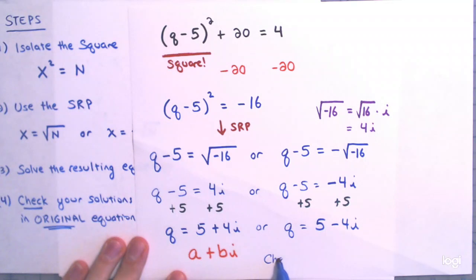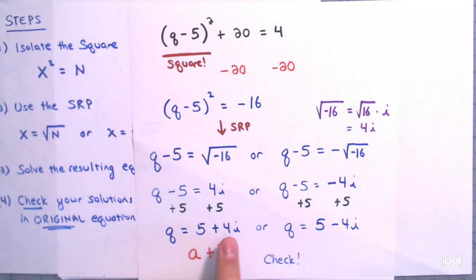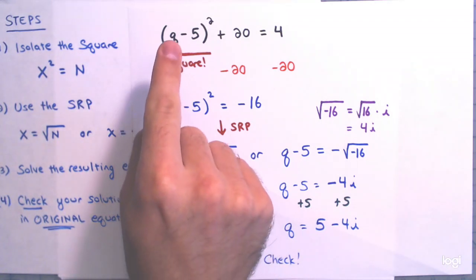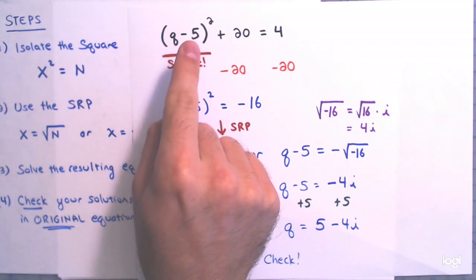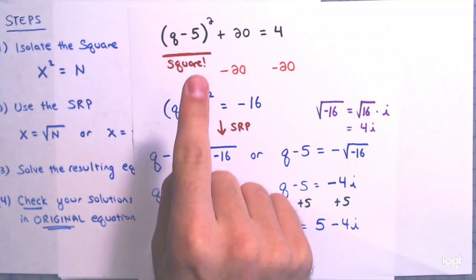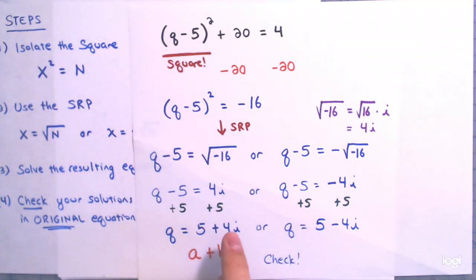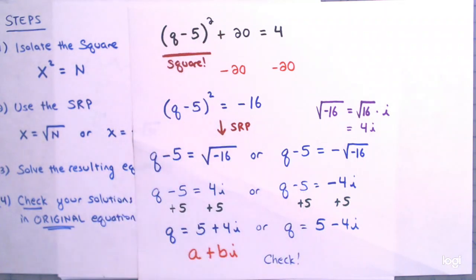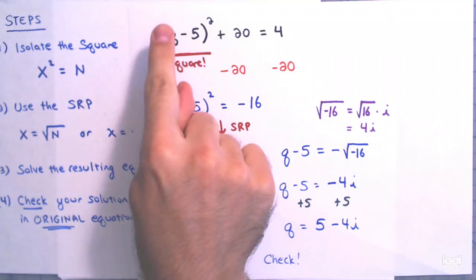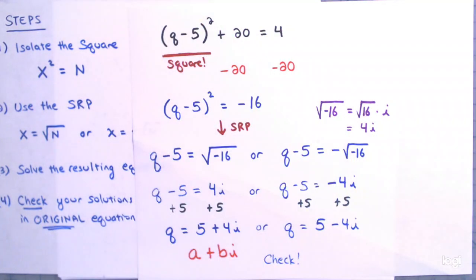And then, of course, check them. All right, now let's see what happens when you check them. When q is 5 plus 4i, put it up here. You'd have 5 plus 4i, but then minus 5 in the parentheses here. Well, 5 plus 4i minus 5 would get rid of the 5, leaving you with 4i. So this, in parentheses, becomes 4i squared. And what's 4i times 4i? That'd be 16i squared, or 16 times negative 1, which is negative 16. So we did negative 16 here, plus 20 is 4, and that is correct.